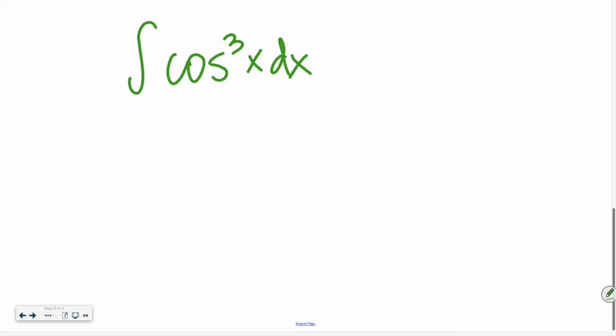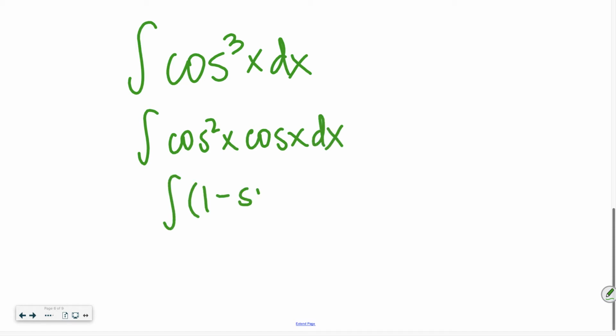I want to talk about a lonely odd. A lonely odd can be approached the same way as an odd with an even. Like we can change this to cosine squared times cosine. And we would still change to 1 minus sine squared x.